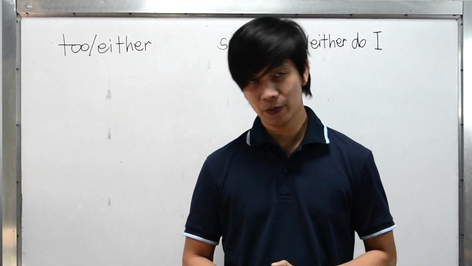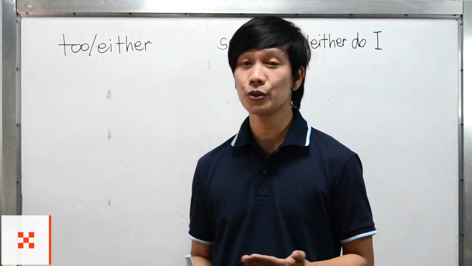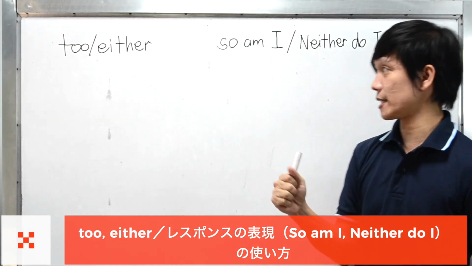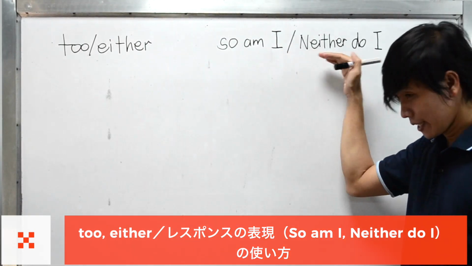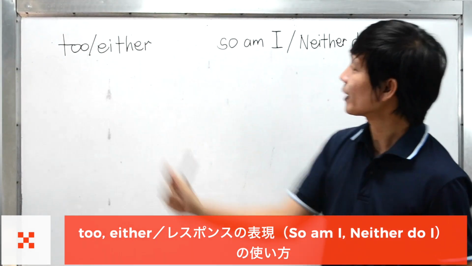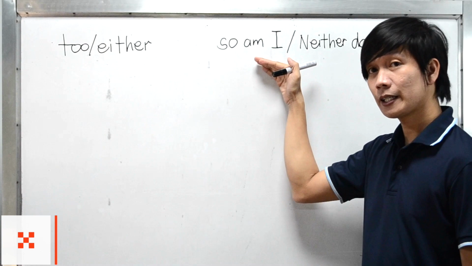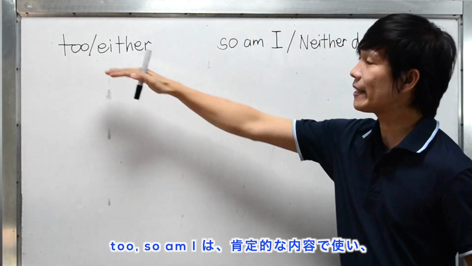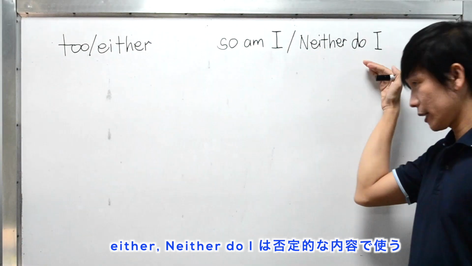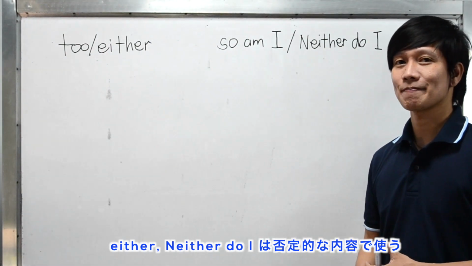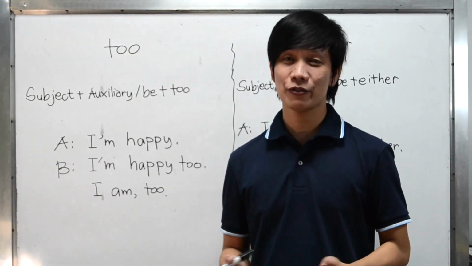So today, I'm going to talk about how to use too and either in short responses like so am I, neither do I. So we use too and so am I to respond to positive statements, while either and neither do I, we use them to respond to negative statements. But first, how are they formed?